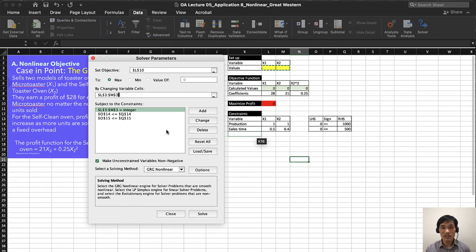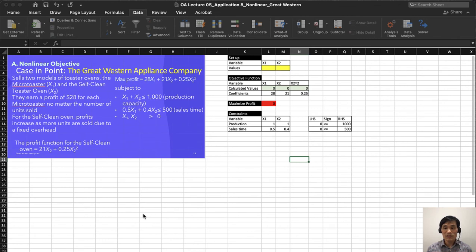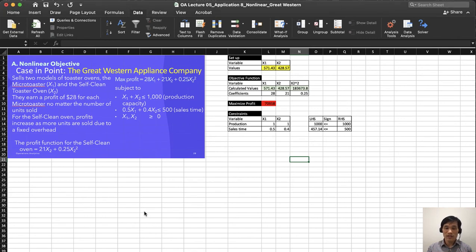And I specified that L3 and M3, or X1 and X2, are micro toasters and self-cleaning ovens, and they cannot be continuous variables but integer variables. So I added integer here, and that's the only thing that you have to worry about. And then just make sure that you click on non-negativity, and in addition to that, select GRG Nonlinear. This is not a linear function but a nonlinear function, and click on Solve, and it's going to solve in Excel Solver.